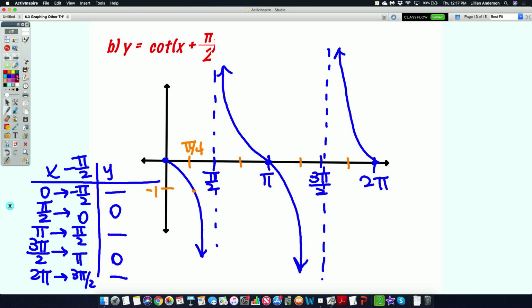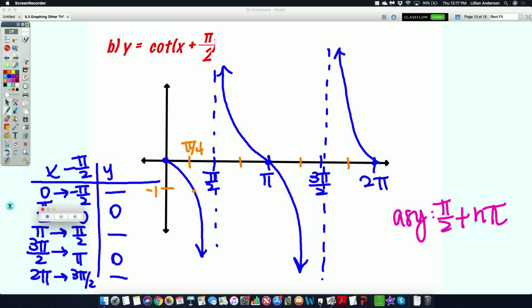What are my asymptotes? Pi over 2 plus n pi. Do you guys agree? Yes. Okay. One asymptote said pi over 2. They are a pi unit away from each other, and that's perfect.